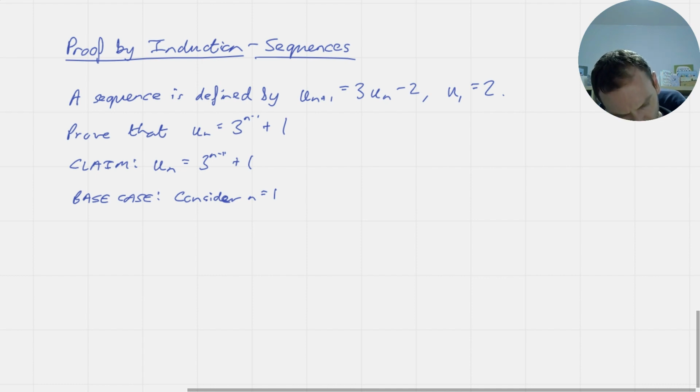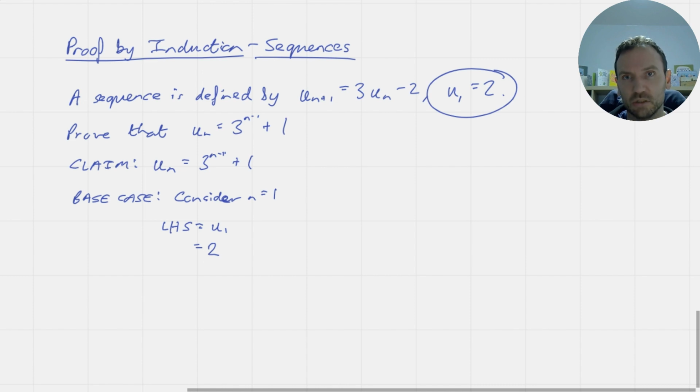I'm going to use LHS and RHS to represent left-hand side and right-hand side. These are common enough that you can just use these terms. The left-hand side of our claim is just what happens when we replace n with 1, which is just u_1. And we're told in the setup up here that u_1 is equal to 2. So the left-hand side of our claim is equal to 2 when n equals 1. The right-hand side is what happens if we replace n with 1 in 3^(n-1) plus 1, the right-hand side of our claim. So if we do that, we get 3^0 plus 1, which is 1 plus 1, which is equal to 2.